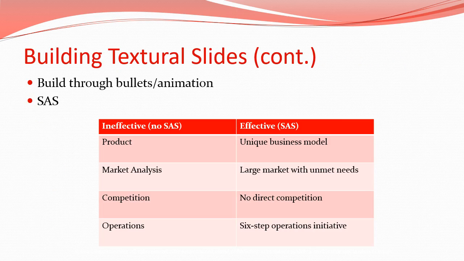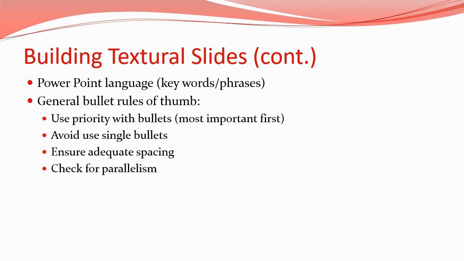So again, in terms of other things to consider, we want standalone sense, whether it's in the title or the bullet itself, and consider using animation to build these lists when relevant. Other things to consider with bullets, for example, and PowerPoint language in general. PowerPoint language, what I mean by that is if you've got a keyword or a phrase, yes, repeat it. Make sure that somebody gets to learn it.